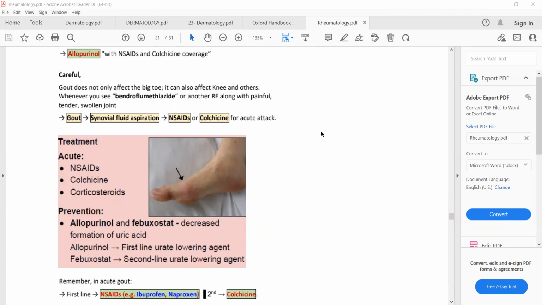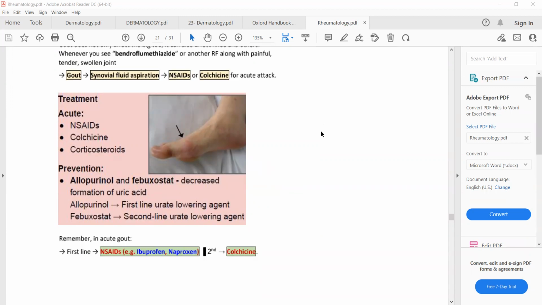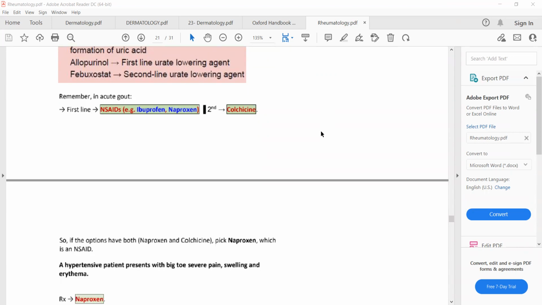So the first line drug for long-term management of gouty arthritis is allopurinol, and the second line is febuxostat. In acute attack, first line is NSAIDs and second line is colchicine.